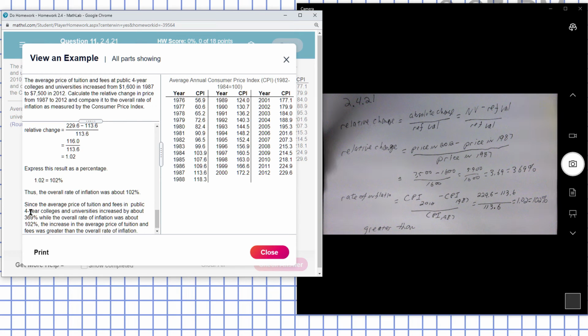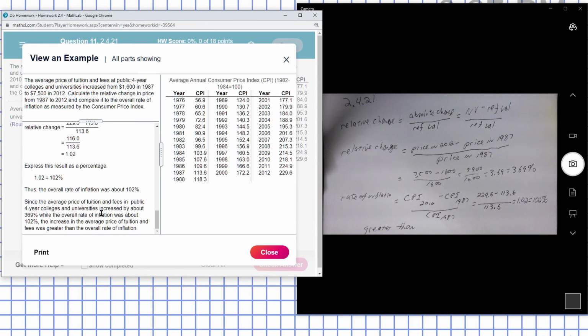Since the average price of tuition and fees increased by 369%, while the overall rate of inflation was 102%, the increase in the average price of tuition was greater than the overall rate of inflation.